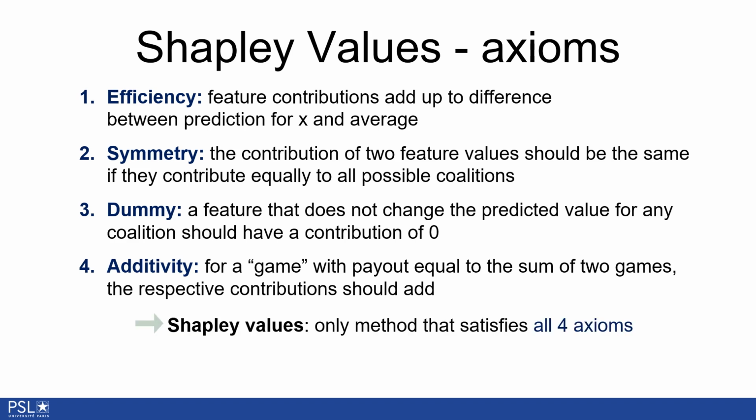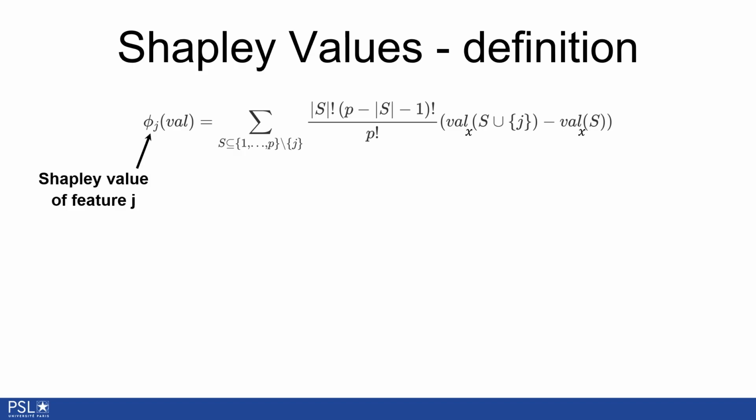A key point is that game theory ensures that Shapley values are the only definition of feature contributions that satisfy all four axioms. So Shapley values have a nice theoretical property, but concretely, how do we compute them? Game theory gives an explicit but somewhat complex formula for Shapley values. Here is the formula for the Shapley value of feature j, called phi j.